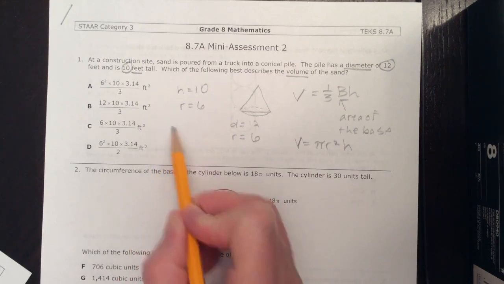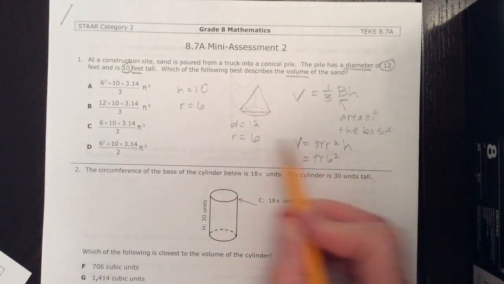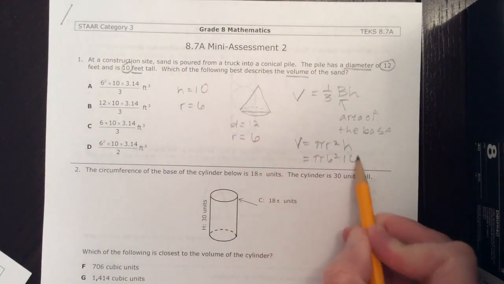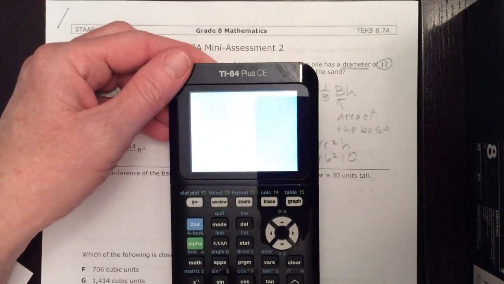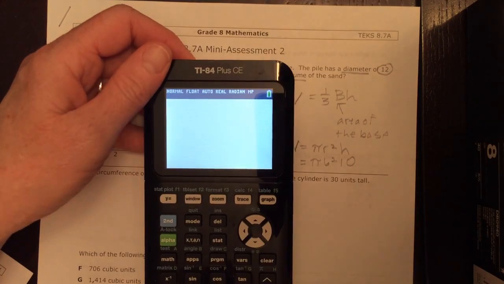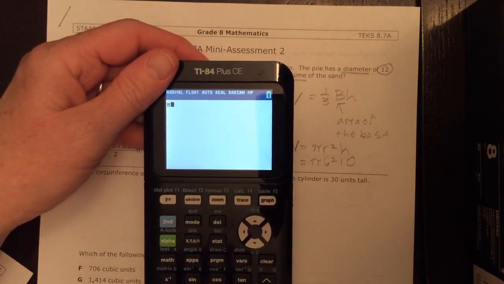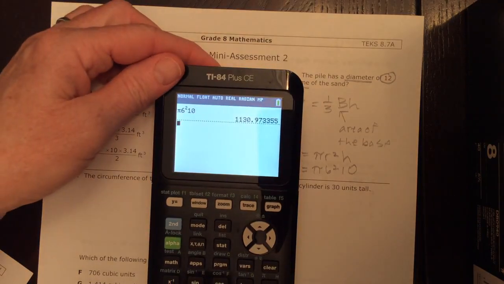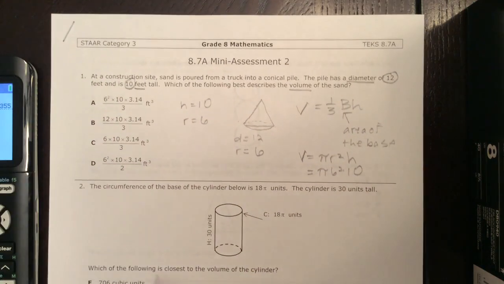So we can write in our formula now. This equals 1/3 pi 6 squared 10. Let's put that in our calculator, see what we get. Let's turn it on. And we can put in pi, second hat, 6 squared and 10. Hit enter and you're going to get 1,130. Okay? That's just how to find volume of this cone, but this is not what this problem's asking you for.